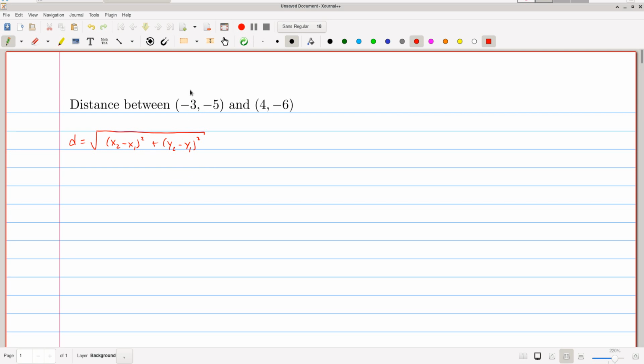So point number 1 has an x value and a y value. So this is x1 and y1. Point number 2 has an x value and a y value. So that's x2 and y2.